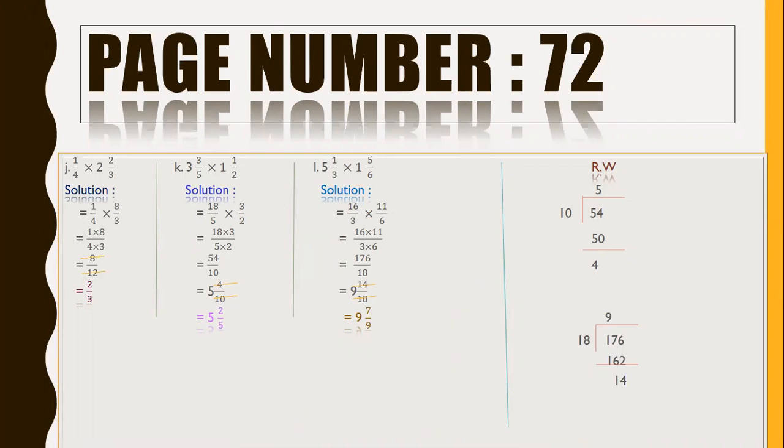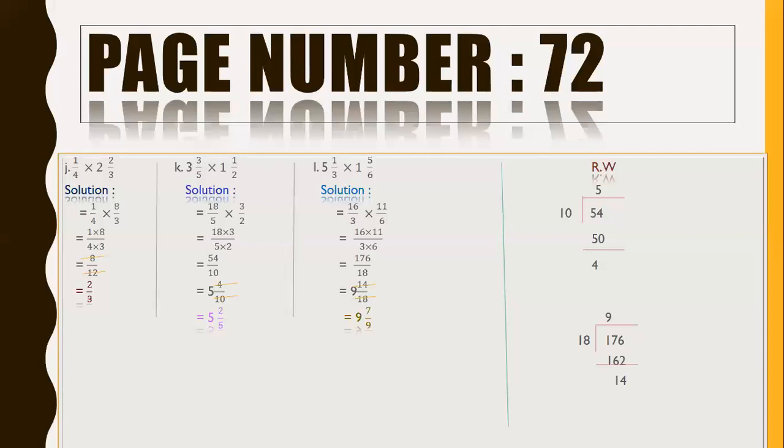Part K, two mixed numbers are given. Convert these two mixed numbers into improper fractions. The two improper fractions are 18 over 5 and 3 over 2. We can cancel 2 and 18 also, but here I multiply 18 with 3 and 5 with 2. After the multiplication, 54 over 10 is here. When we divide 54 by 10, we get the mixed number 5 whole number 4 over 10. 4 and 10 we can cancel. On which table? The table of 2. The required answer will become 5 whole number 2 over 5.